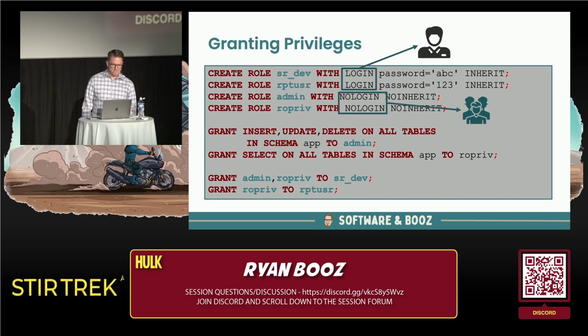So it looks a little bit like this. I create the roles. In this case, I just have a couple. We have two user roles, and they're users because we said login. We have a senior dev and a report user. Then we create this admin role and this read-only privileges role. Again, we're calling them groups because they can't log in. It's just semantics, but there's reason for it. We don't want to set passwords and have people logging in as these other groups. We want to know what's happening within the system. Then we can grant privileges to each of those roles appropriately. In this case, we're saying insert, update, delete to the admin group role, and then select to the read-only privilege role.